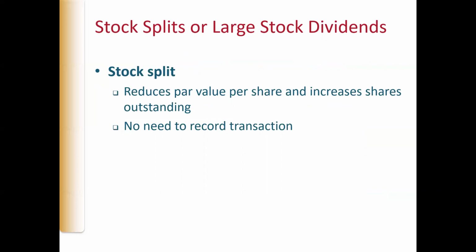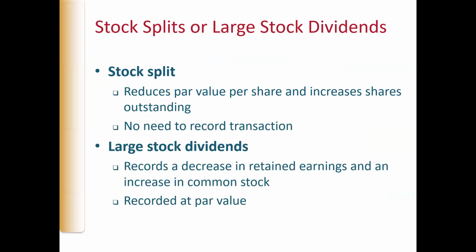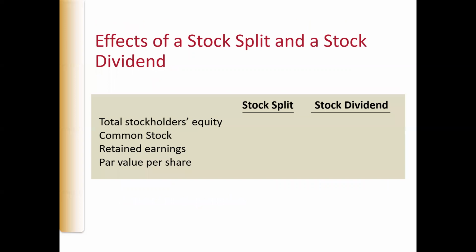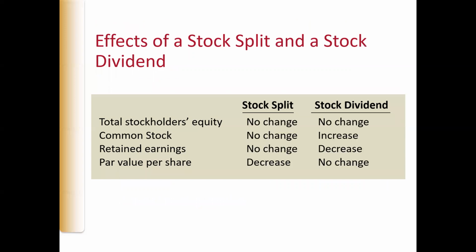When we have a split, you don't need to record any transactions. All it does is reduce par value per share. With large stock dividends, we do something. We record a decrease in retained earnings as an increase in common stock, since we record that at par value. So with a stock split, we don't record anything. The par value just gets decreased.